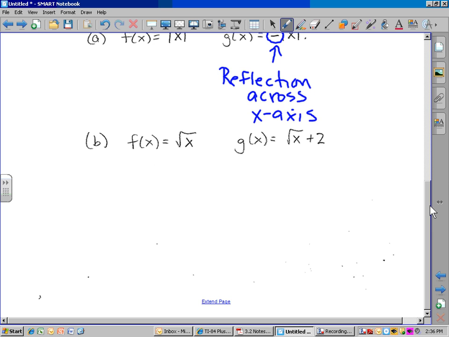Okay, here's another problem. We have the square root of x, and now we have the square root of x plus 2. The plus 2 is outside of the original function. So this is going to cause a shift up 2. It's vertical because it's outside of the original. It's affecting them up and down, vertical. It's a plus 2, so it's going to go up 2.